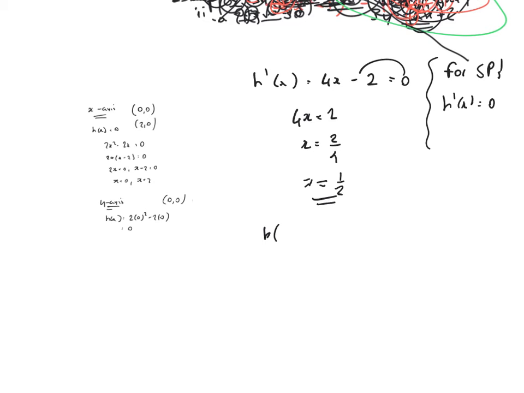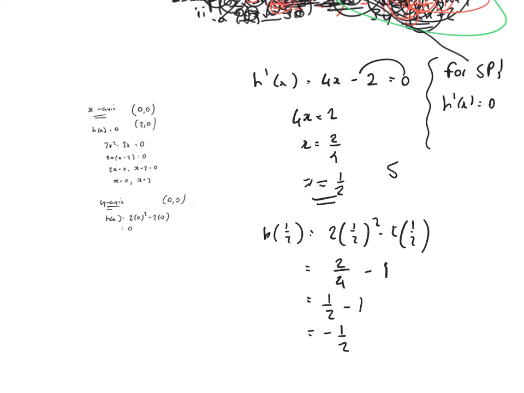Okay, let's get the y-coordinate, sub that back into the original function, 2 lots of 1/2 squared minus 2 lots of 1/2. So 1/2 squared is 1/4, so that's 2/4 minus 2 times 1/2 is 1. So that's 1/2 take away 1, which is minus 1/2. So my stationary point then I've got is (1/2, minus 1/2).